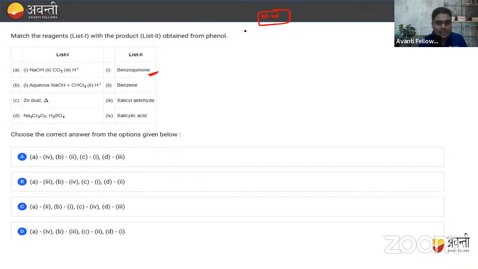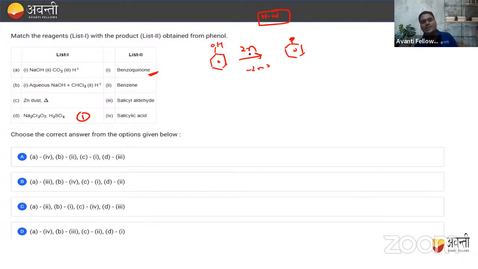Yeah, that is D. Very good. So this benzoquinone is the first. Now zinc dust, obtained from phenol. So we have phenol, right? When we treat phenol with zinc, then what will happen, beta? ZnO will be removed, so only benzene will be formed. So zinc dust, benzene. This is the second.